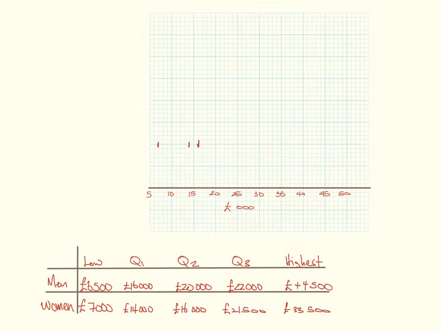So I'll go to 20,000 and a half. Sorry, let's undo that. Yep, make that look a little bit neater. As close as we're going to get. And the highest paid woman was £33,500. So 33.5 should put us there. Right, I'm just going to pause the video and draw the box plot.